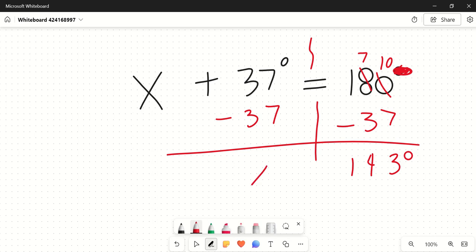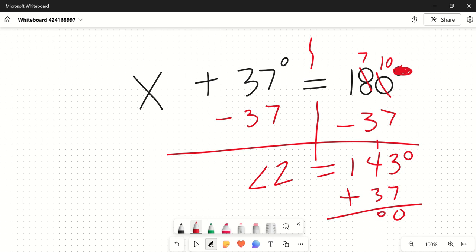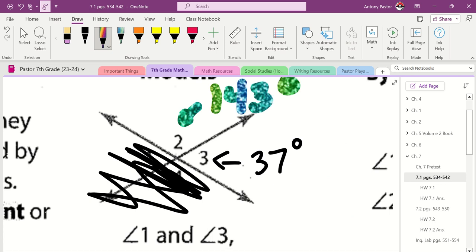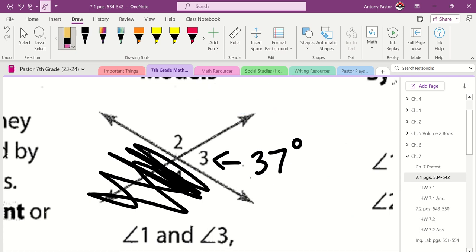So, angle 2 should equal 143 degrees, and I know that I wrote that 4 a little weird. You would check this by adding 37 to it to make sure it is 180. That's 10, carry, 7, 8, 180. We're good. So what did we say it was? 143 degrees.